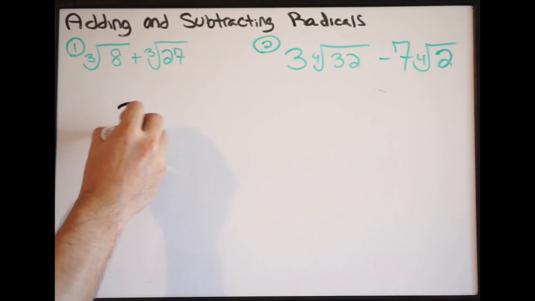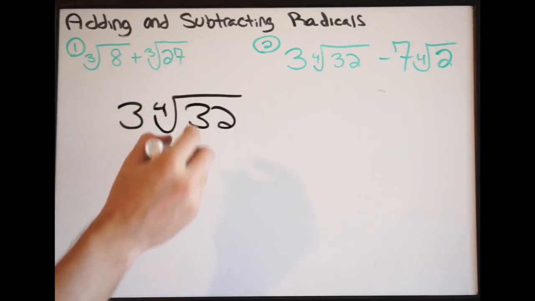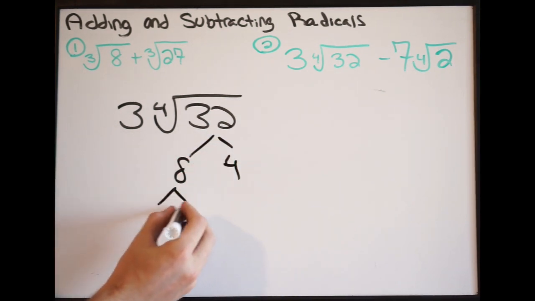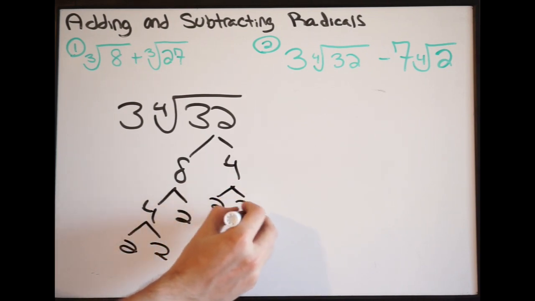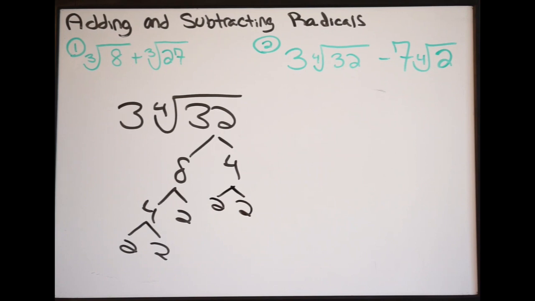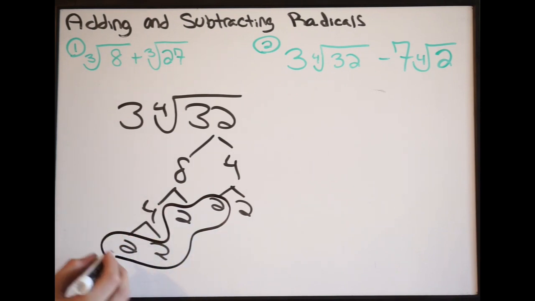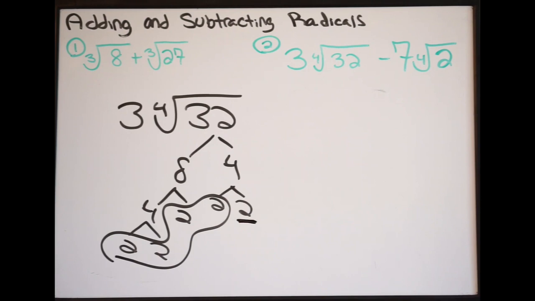So if we have 3 and then we have the 4th root of 32, let's go ahead and use prime factorization on this. We can use 8 and 4, and this will be 4 and 2, 2 and 2, and then 2 and 2. So again, look at your index, it is 4, okay? So I need 4 of the same number in order to pull that number out. So again, I have it down to its prime factors. So here, I have 4 2's. So a 2 can come out, but a 2 is going to stay behind, right?